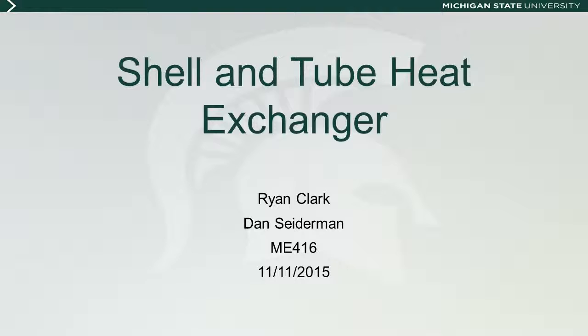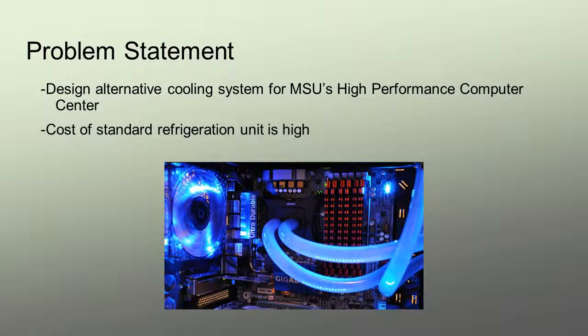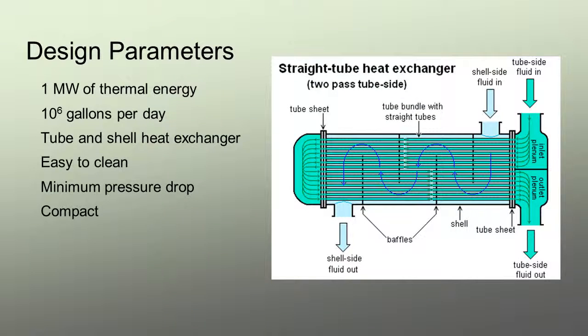and I'm Ryan Clark. The problem statement at hand is the MSU High Performance Computer Center needs us to design an alternative cooling system because the cost of the standard refrigeration unit is high. Some of the design parameters that we're working with is that we want to be able to take 1 megawatt of thermal energy out of the system using 10 to the 6 gallons per day of water from a reservoir.